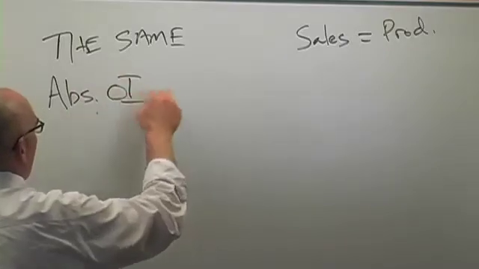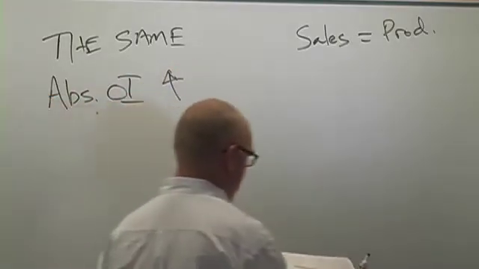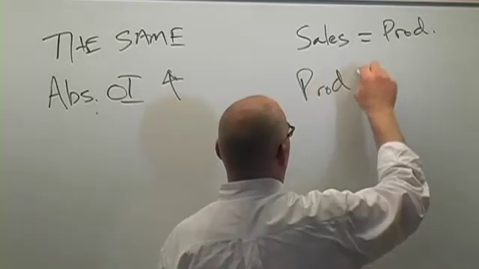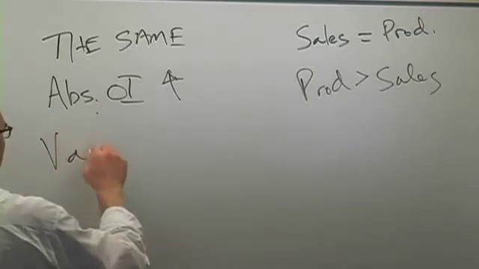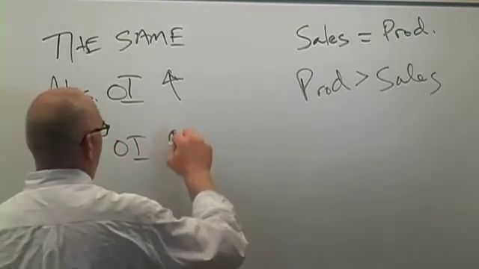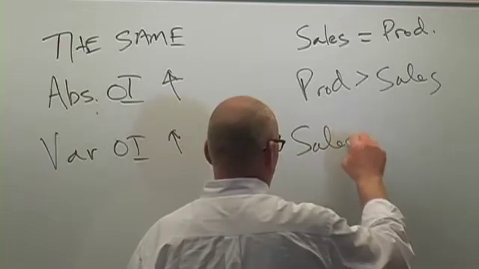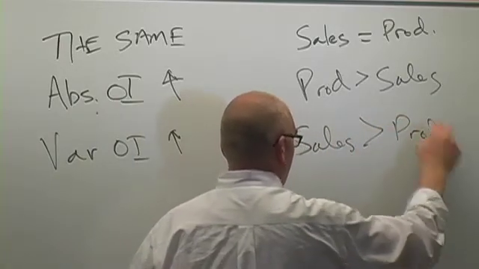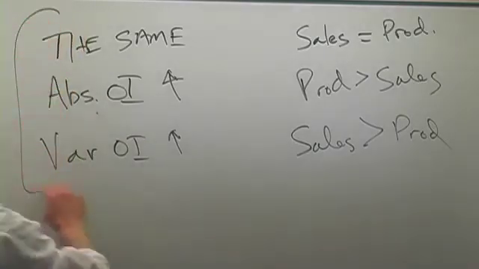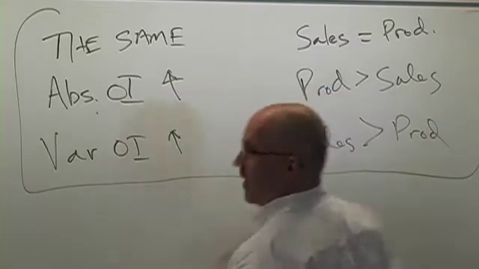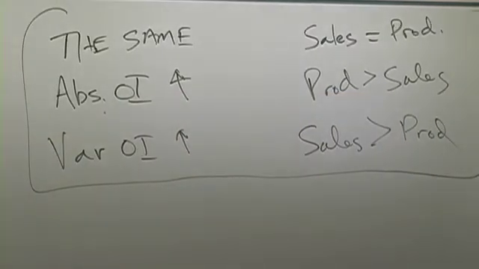Absorption operating income will be higher when production is greater than sales. Variable operating income will be higher when sales is greater than production. And this you must know. That would be good to have on your cheat sheet for the next exam. Just a hint. A word to the wise is sufficient.